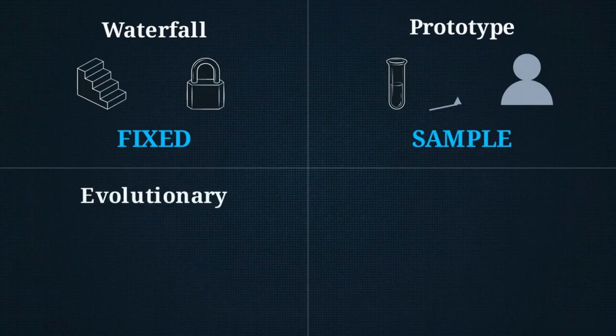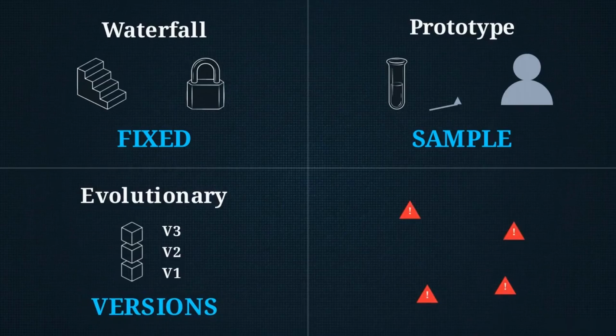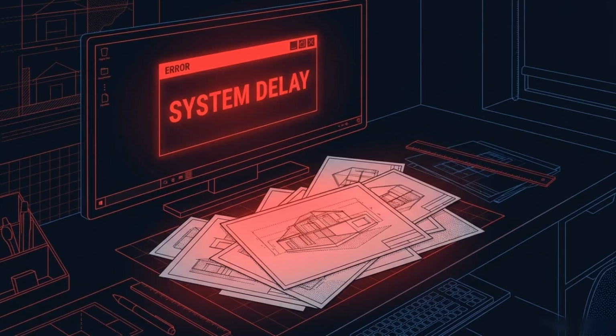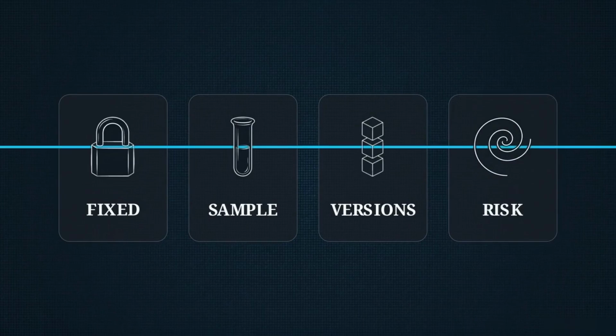The evolutionary model delivers software in a series of working versions. Finally, for projects facing significant, unpredictable threats, we use the spiral model, which cycles through continuous risk analysis. Selecting the wrong model for your environment can lead back to the delays of the software crisis. These 4 key words, fixed, sample, versions, and risk, give you the clarity needed to choose the right path.